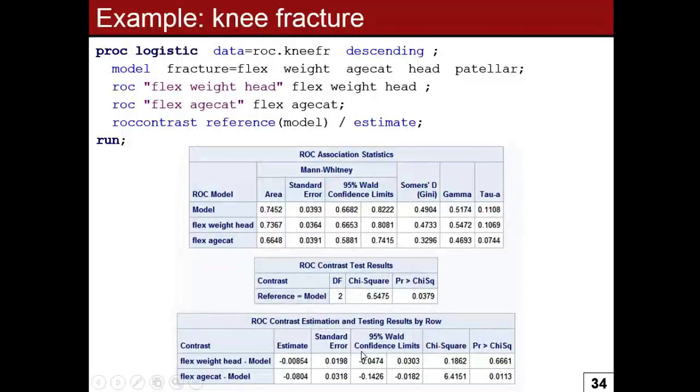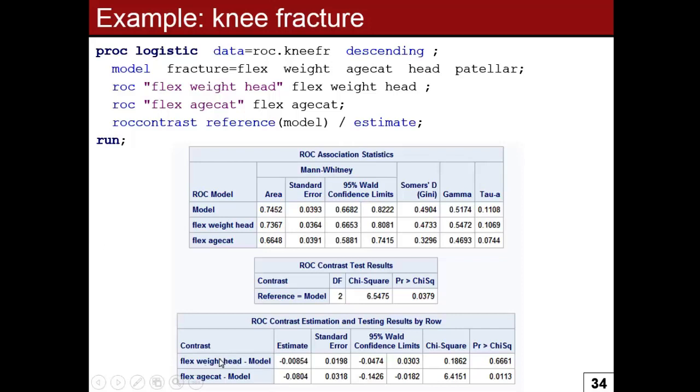Here, you look at the bottom here. Okay, so first of all, it does this thing down here, which is almost like a chunk test. It's like saying, is either of the two curves different from the gold standard curve? Is there any difference anywhere in the curves? It's a very global overview test. Are any of the three different? And then it gives you specific tests of the two reduced models versus the full.